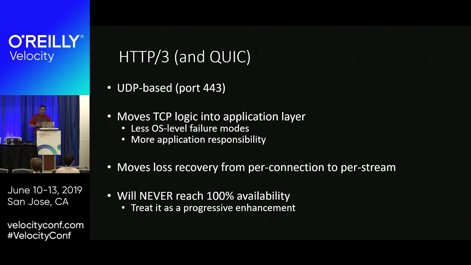It also moves loss recovery. So whenever a packet is lost in H2, the entire connection stalls until that one packet can get retransmitted. With QUIC, it moves to a per-stream level. So when one packet gets lost, only that one stream within the virtual QUIC streams stalls. Any other streams that are going on concurrently can continue because they don't have out-of-order dependencies on that one packet that was lost.